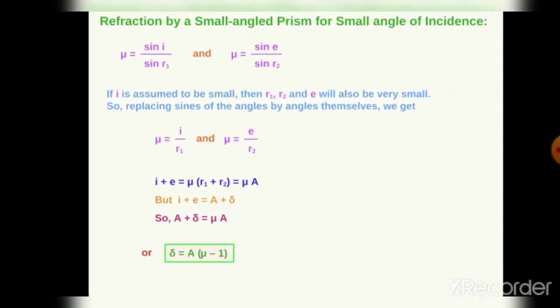Now, the refractive index by a small angle prism for a small angle of incidence. Generally, you know that it can be found by the equation mu is equal to sine i upon sine r. Here i is equal to e and r is equal to r1 or r2, depending on your supposition. Suppose your i is assumed to be small, then r1, r2 and e are also very small. So replacing the sine of the angles with the angles themselves, we get mu is equal to i upon r1 and mu is equal to e upon r2.